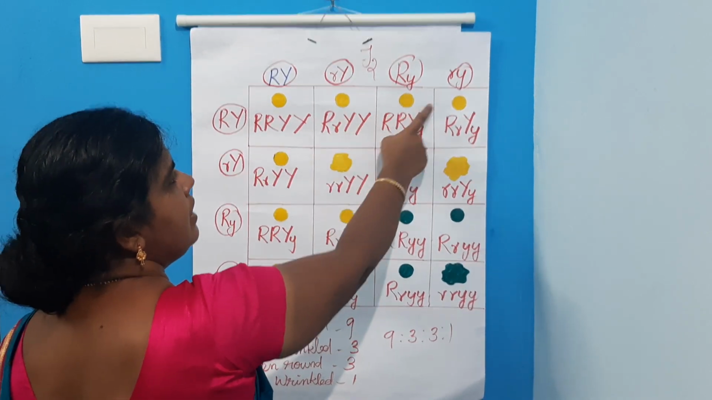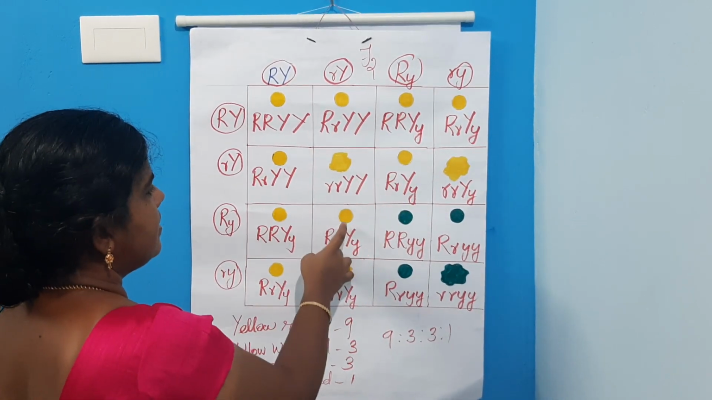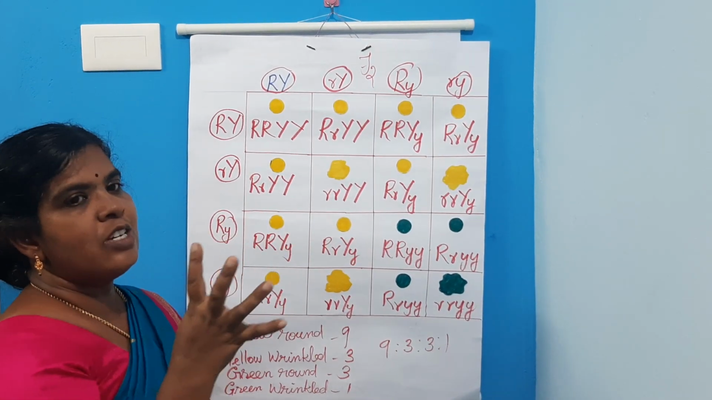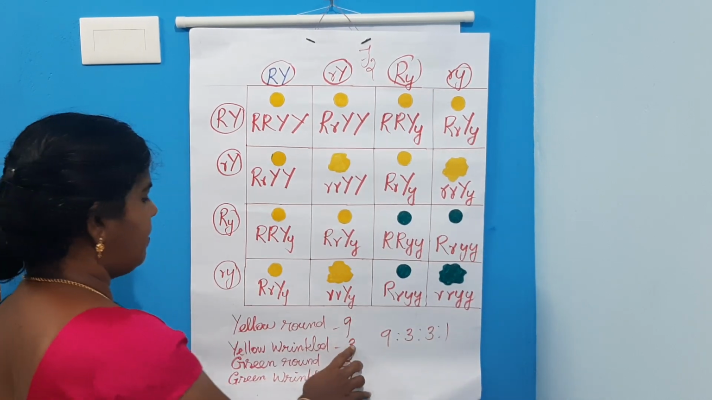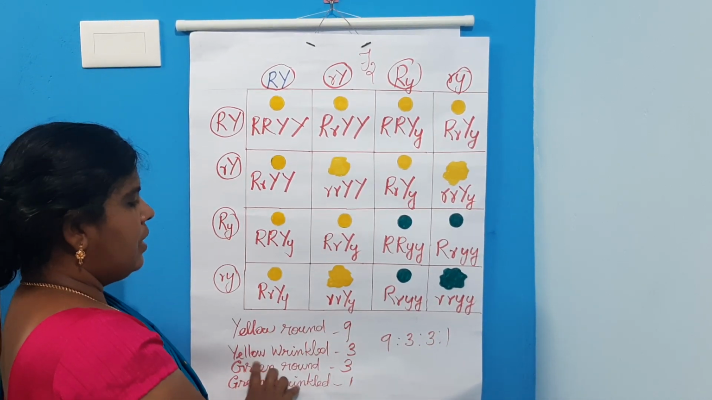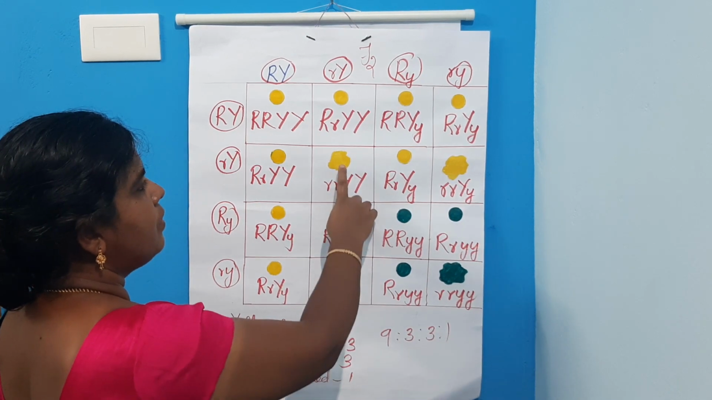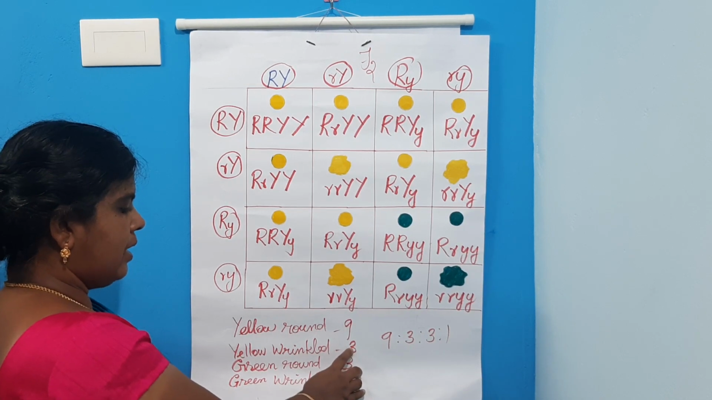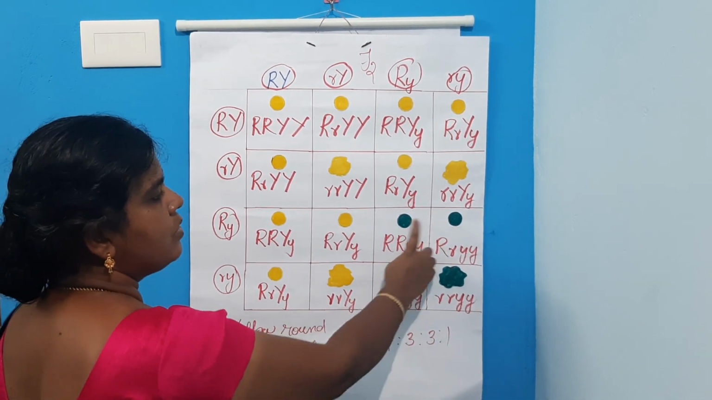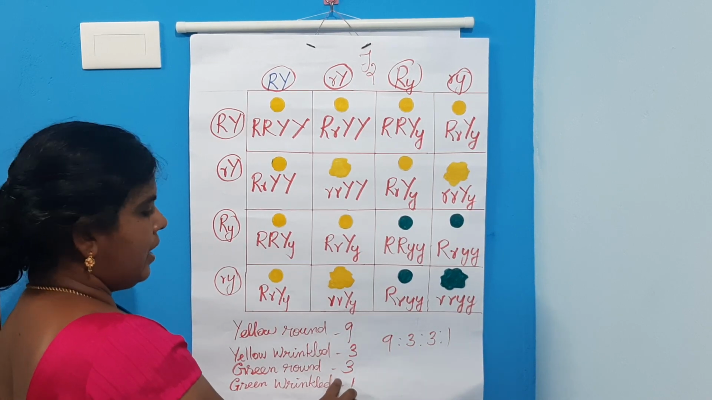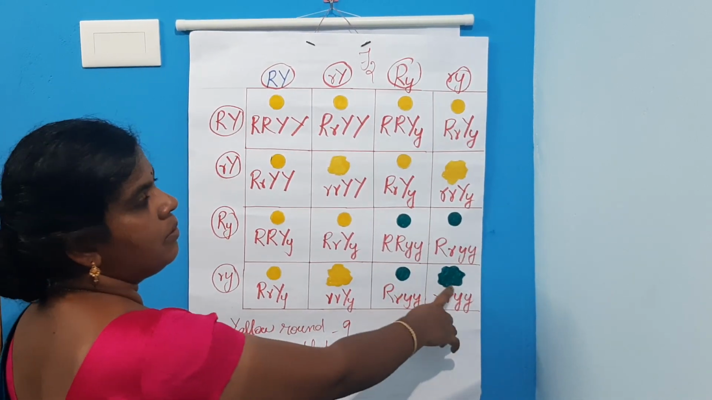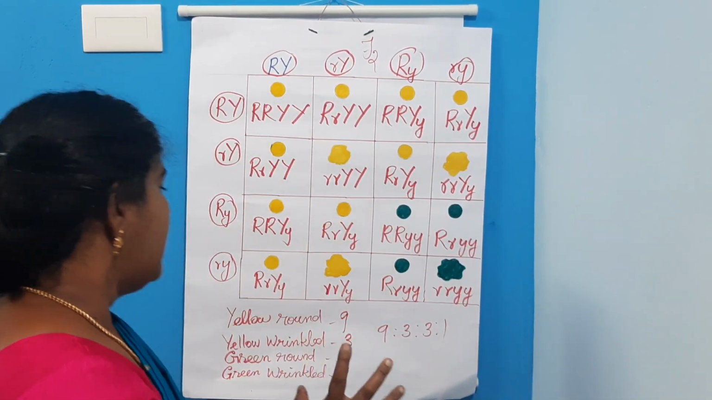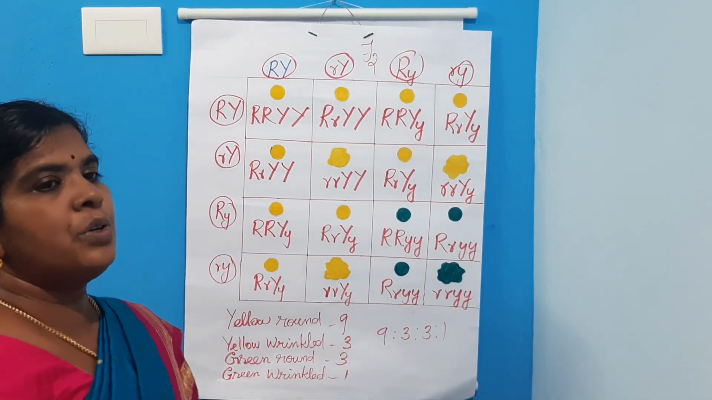1, 2, 3, 4, 5, 6, 7, 8, 9. These 9 hybrids externally show yellow round. Okay, so 9 hybrids are yellow round. Then yellow wrinkled 1, 2, 3. These 3 hybrids are yellow wrinkled. Then green round 1, 2, 3. These are the green round hybrids. Green wrinkled, this one. So 4 different types of hybrids are formed in the F2 generation.